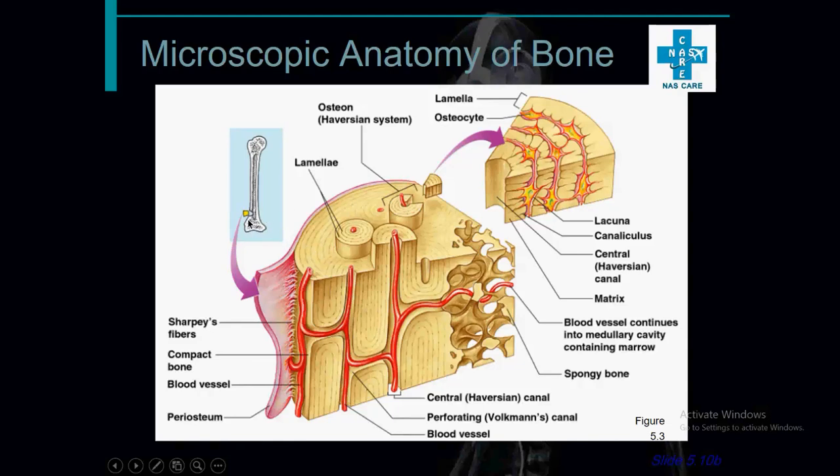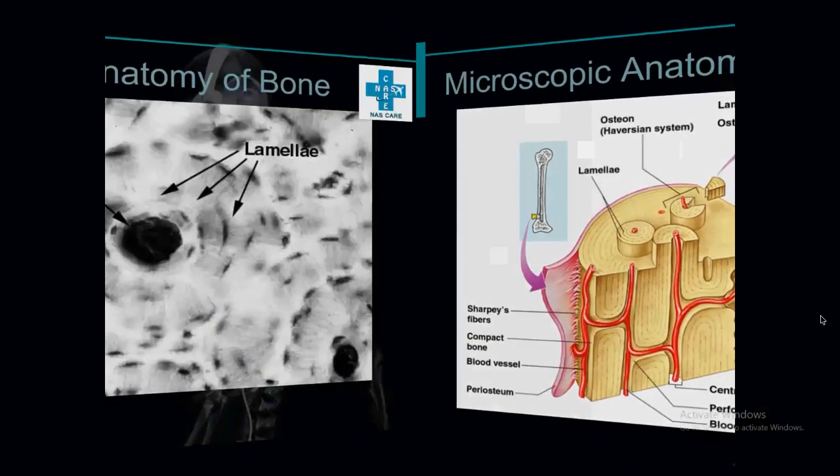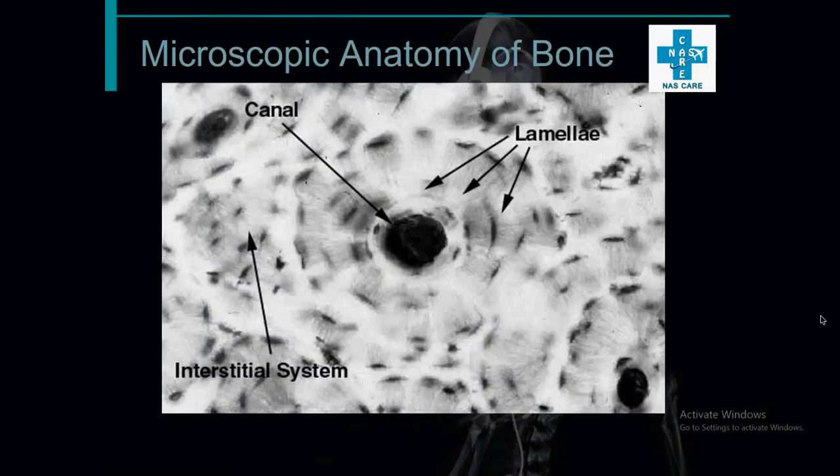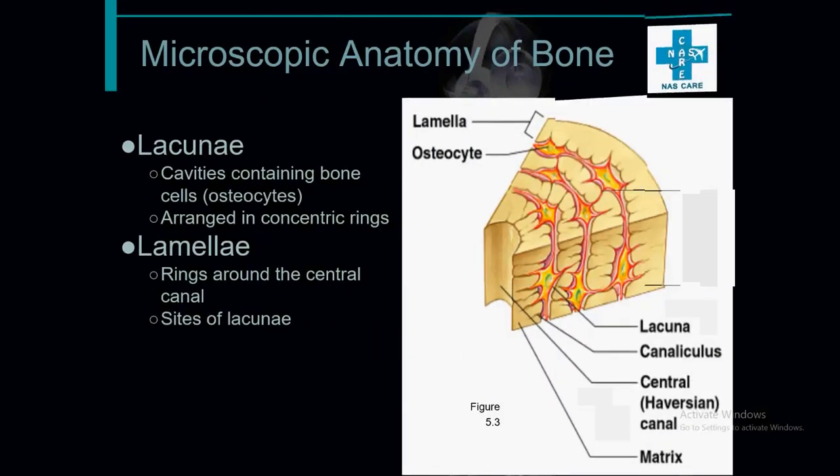We took this slide from a little bit of the bone. And this is a microscopic view. We also studied it in histology: canal, lamella, and interstitial system. Lacunae are cavities containing bone cells, osteocytes, arranged in concentric rings. Lamellae are rings around the central canal and sides of the lacunae.